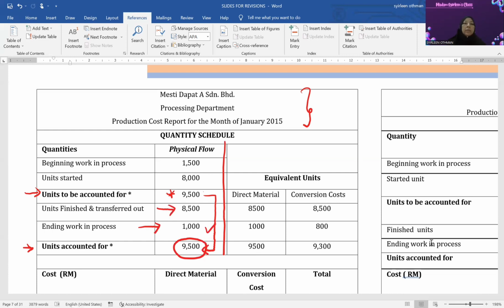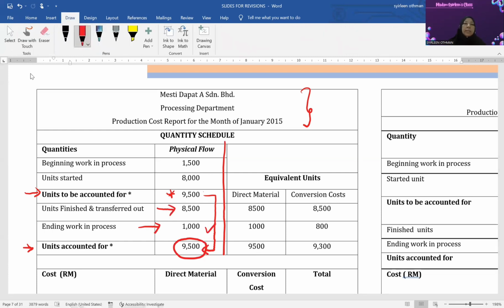Alright. So how do we actually memorize the table? Setengah belajar ada masalah untuk memorize the table. So actually it's very easy. Kalau you tengok dia punya pattern, kita ada beginning. Beginning is the first item, so dia akan berakhir dengan ending. So beginning work in process is the first item, and the ending in that 4 items yang you kena senaraikan is ending work in process.